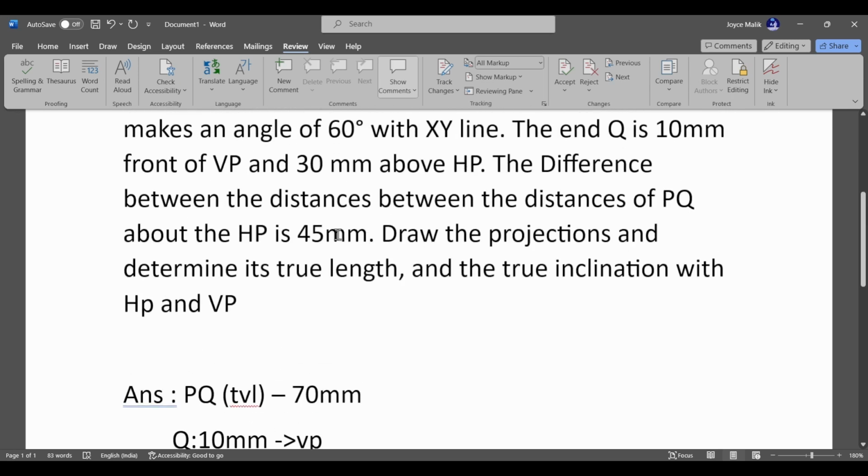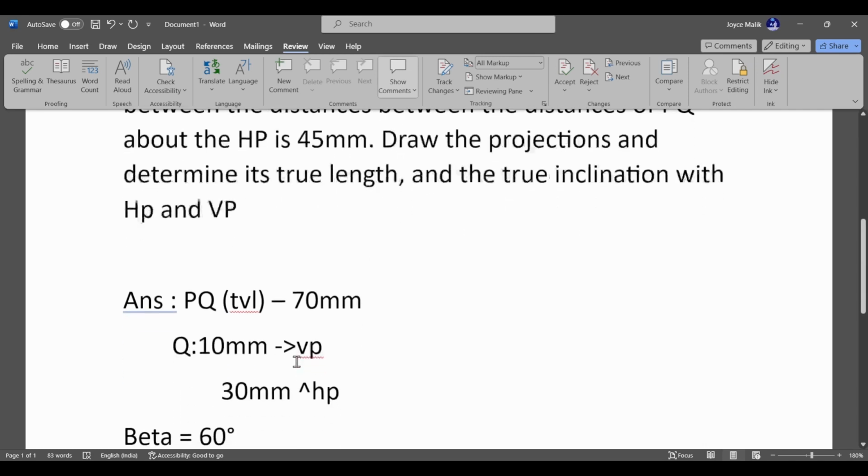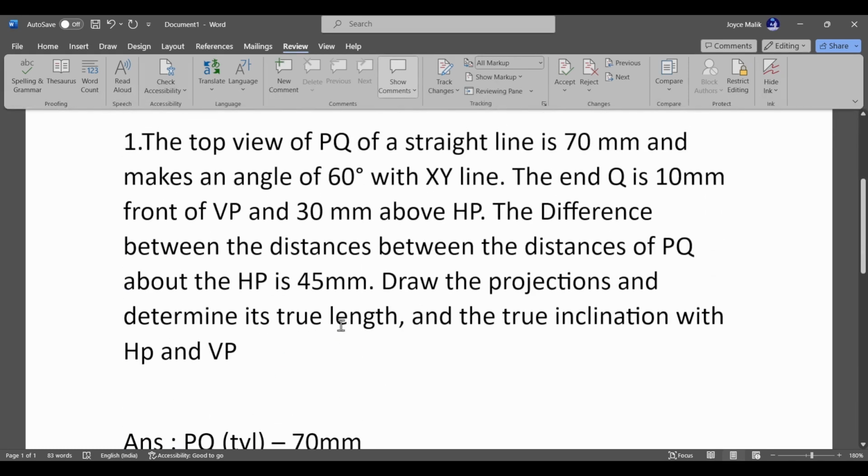What's given is that the distance of PQ about the HP is 45 mm. So the distance of P and Q, that means P minus Q, is 45 mm in the HP. Great, got it. So now what we need to do is draw the projection and determine its true length, true inclination with HP and VP. So let's get started and do it in SolidWorks.